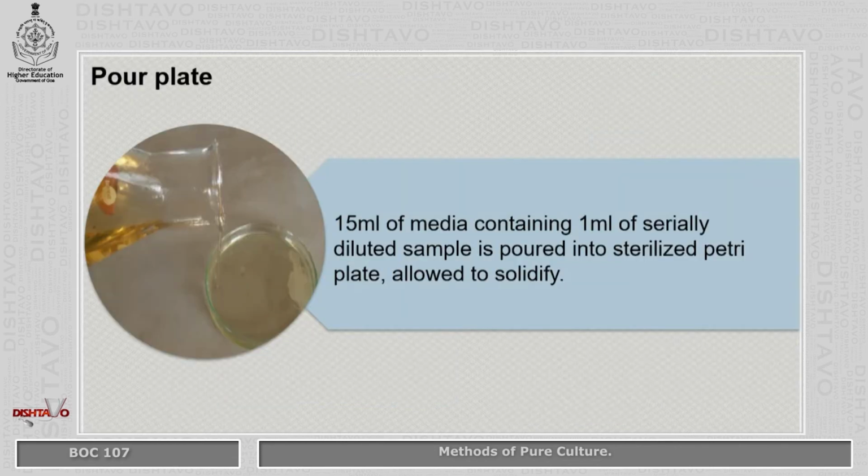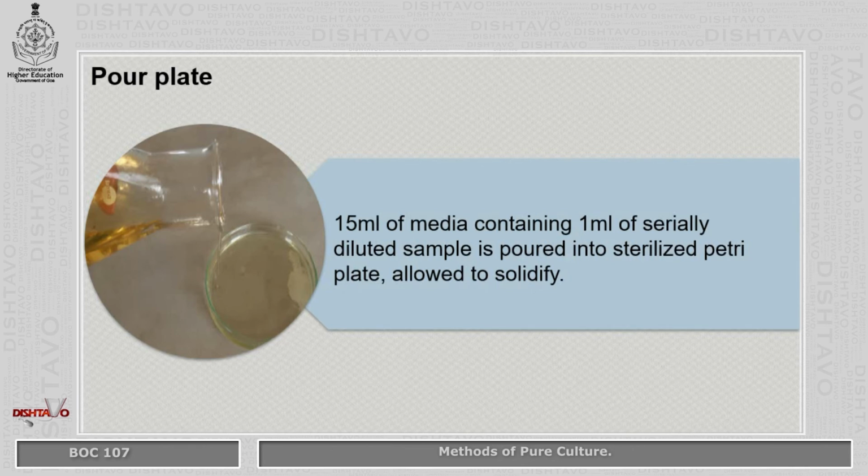Now we come to the pour plate method. In the pour plate method, we take 1 ml of serially diluted culture or the sample in a sterile Petri plate. Later, we pour the molten agar. We mix the molten agar and the culture thoroughly by swirling the Petri plate.